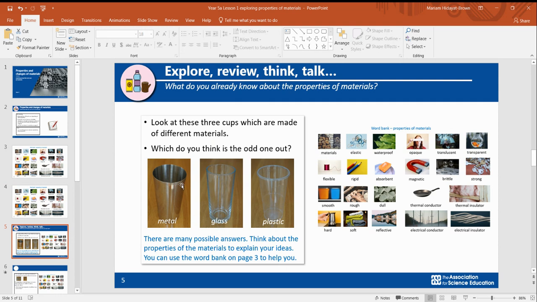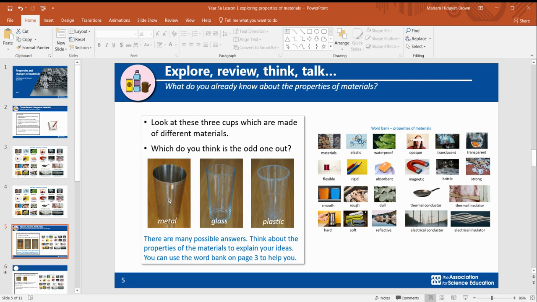Okay, let's have a look at these three cups, which are made out of different materials. We've got one which is made out of metal, one which is made out of glass, and one which is made out of plastic. And the question here is, which do you think is the odd one out? Now, there are many possible answers, but to help you think about this, you can begin to think about the properties of materials word bank that we have just looked at.